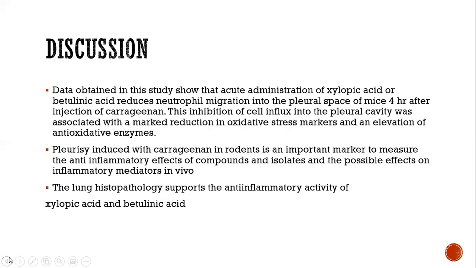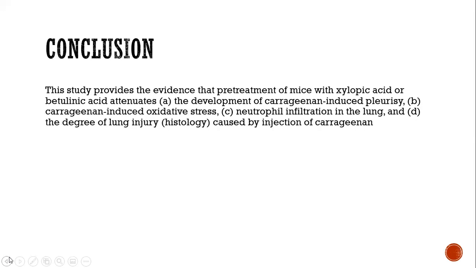The data obtained in this study shows that acute administration of xylopic acid or butylenic acid reduces neutrophil migration into the pleural space of mice 4 hours after administration of carrageenan. The inhibition of cell influx into the pleural cavity was associated with a marked reduction in oxidative stress markers and in inhibition of antioxidative enzymes. Carrageenan-induced pleurisy is an important model to measure the inflammatory effects of compounds and their possible effects on inflammatory mediators in vivo. The lung pathology supports the anti-inflammatory activity of xylopic acid and butylenic acid.